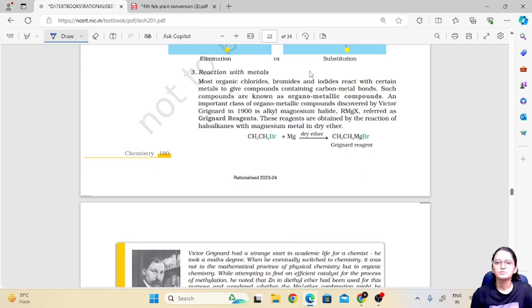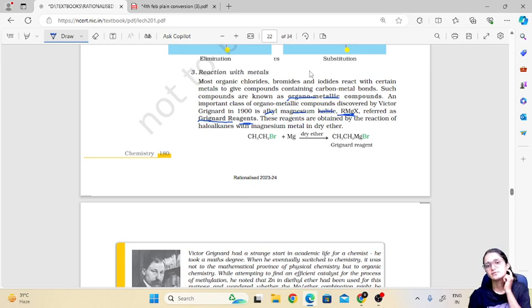Compounds which contain carbon-metal bonds are called organometallic compounds, meaning we have a metal and carbon bond. This was discovered by the scientist Victor Grignard in 1900, which is called alkyl magnesium halide, RMgX, referred to as Grignard reagent. These are obtained by the reaction of haloalkanes with magnesium in dry ether.